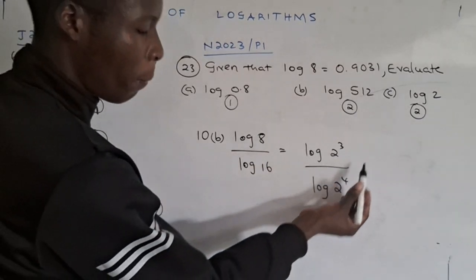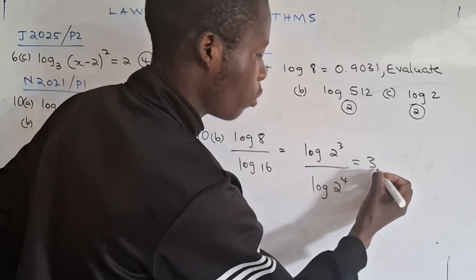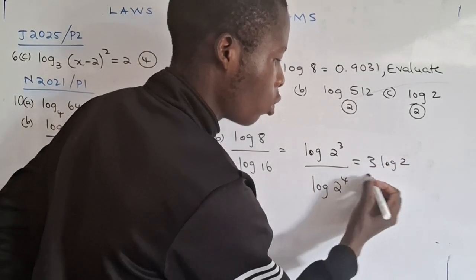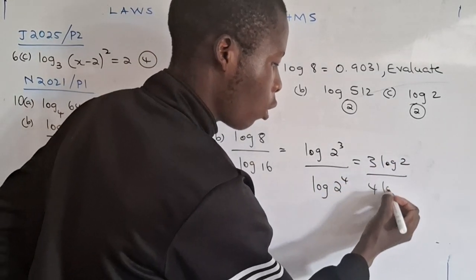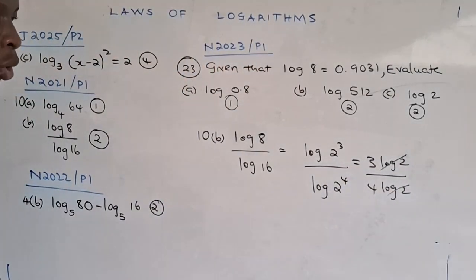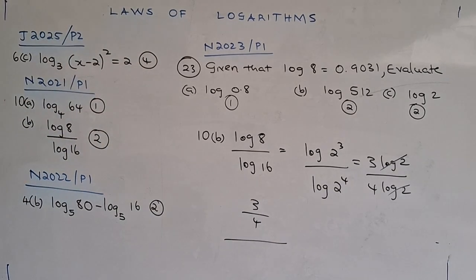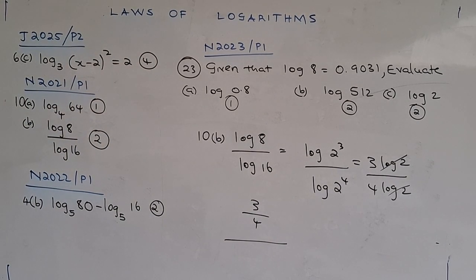Applying the previous law, this will give you 3 log 2 divided by 4 log 2. Now you can cancel log 2 and log 2. So the answer of this problem is 3 by 4. 3 divided by 4 is the final answer.